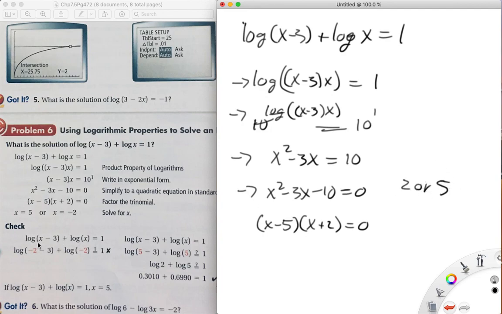And you have to check these because since it's a quadratic, you can have extraneous solutions. So I plug in negative 2 and I plug in 5, and the book does the math. It works for 5, does not work, or I'm sorry, for negative 2. So since it doesn't work for negative 2, it only works for positive 5, x equals 5.